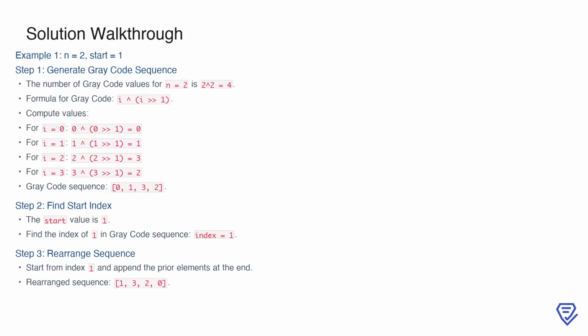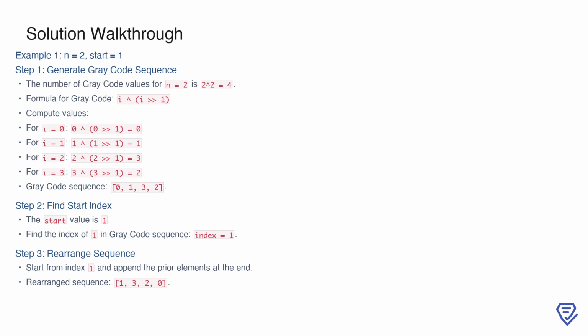To solve this problem, we start by generating the gray code sequence for n equals 2. The total number of values in the sequence is determined by 2^n, which gives us 4. Recall that the formula for gray code is i XOR (i >> 1), where i is the index. Let's calculate the values step by step.